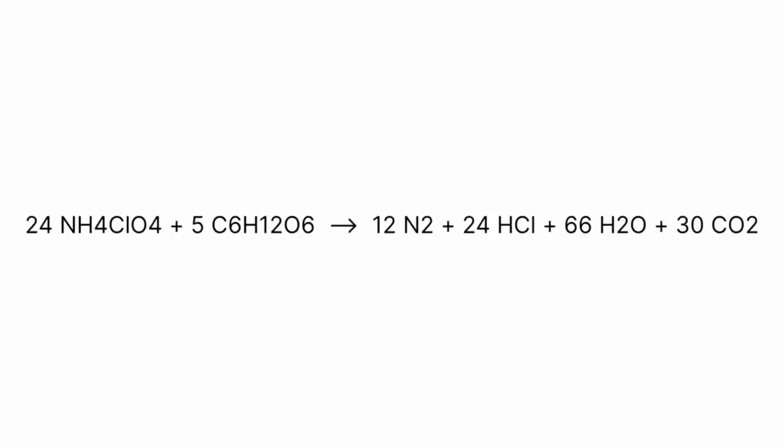Let's just spell it out here. So we're reacting 24 units of ammonium perchlorate with 5 units of glucose, and it's going to give us a detonation product of 12 dinitrogens, 24 HCl's, 66 H2O's, and 30 CO2's. That's our products. So this is something that can be done for any fuel and oxidizer that is going to be used in an energetic composition.